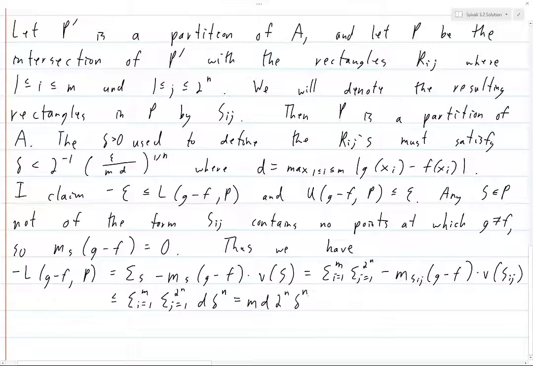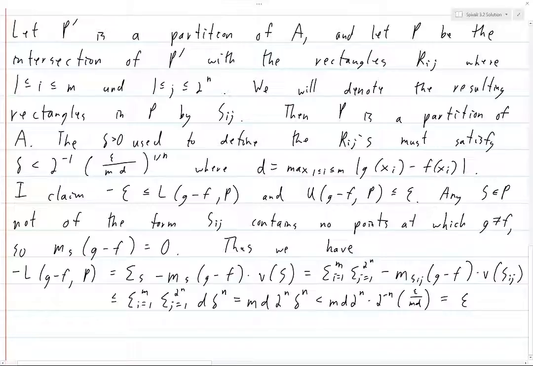Okay, but we know that delta is less than 2 to the minus 1 times epsilon over m D, to the power of 1 over n. So this is going to be less than m times D times 2 to the n times, using this inequality for delta, 2 to the minus 1 raised to the n, so that's 2 to the minus n. Then we take epsilon over m D, and this was raised to the power of 1 over n in the original inequality, but now, because we're looking at delta to the n, we raise it to the n, and so the exponents cancel out. Everything cancels out nicely, and this is equal to epsilon.